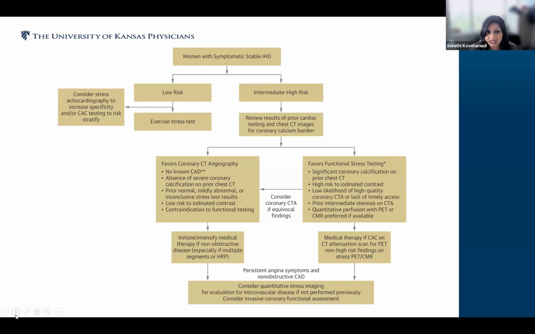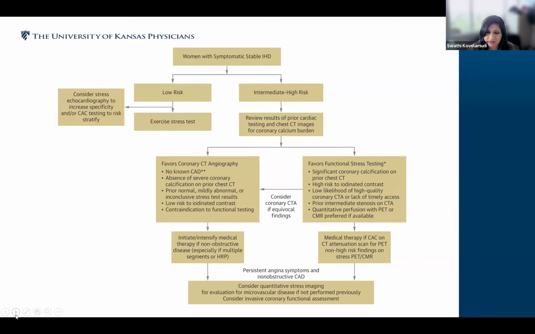If these patients have an intermediate to high risk, then current guidelines say you can do either a CT angiogram or you can do functional stress testing with a SPECT or a PET. Who is a better candidate for a CT angiogram? Patients that have no significant calcification in their heart, that have had an equivocal or mildly abnormal stress test in the past, and those that don't have a risk from iodinated contrast.